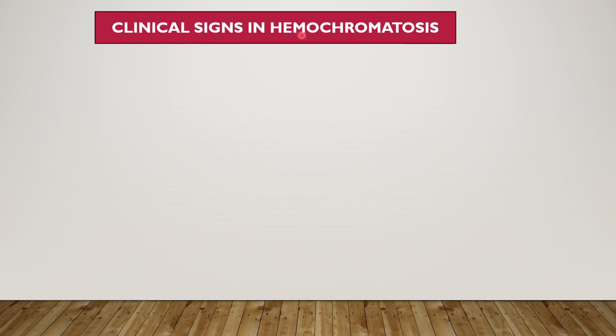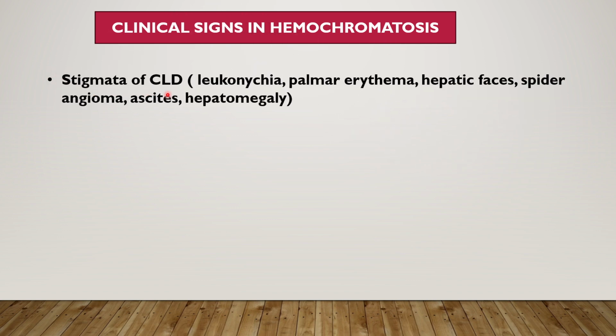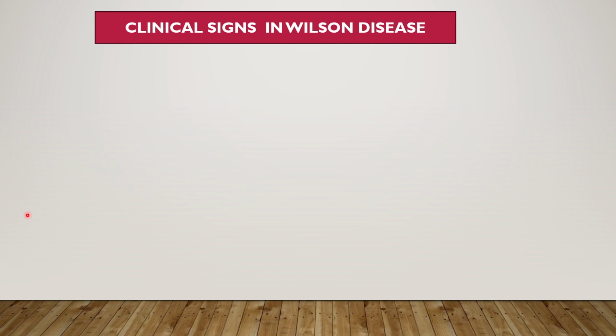Clinical signs in hemochromatosis are: there will be again stigmata of chronic liver disease we discussed earlier. There will be brown to gray pigmentation of the skin, and there will be arthritis, and those will be the signs there. Now, clinical signs in Wilson disease.